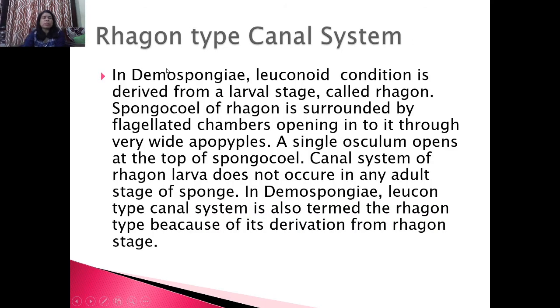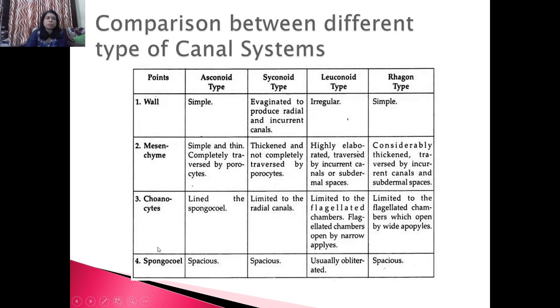Rhagon type of canal system. In demosponges, the leuconoid canal system is derived from a larval stage called Rhagon. The spongocoel of Rhagon is surrounded by flagellated chambers opening into very wide apopyles. A single osculum opens at the top of the spongocoel, and the canal system of the Rhagon larva does not occur in any adult stage of sponge. In demosponges, the Leucon type canal system is also termed the Rhagon type because of its derivation from the Rhagon stage.